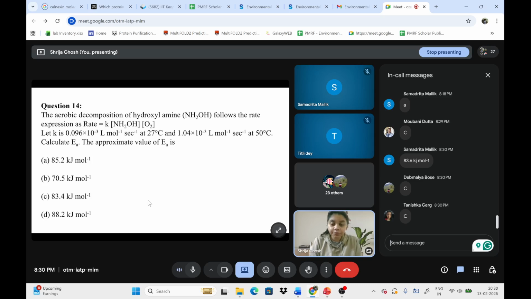Okay, I see 4 people have answered. 83.4 kilojoule per mole. Option C. Let's see. So you have to calculate the approximate value, so the decimal place can be a little bit here and there. It's okay, but only 4 people are able to solve.